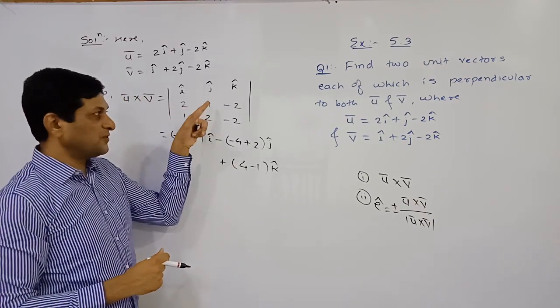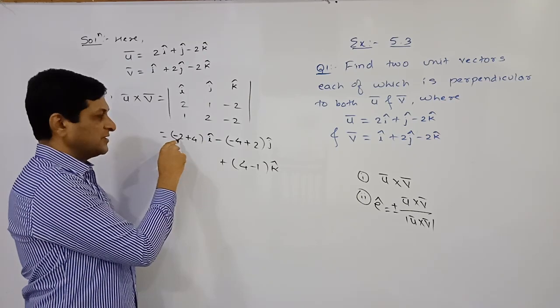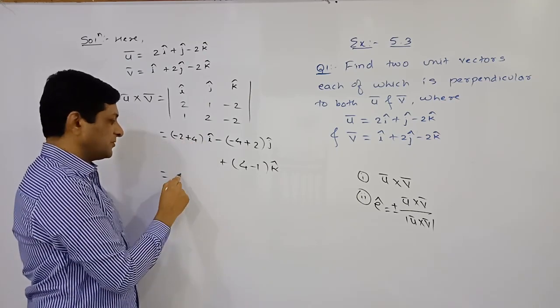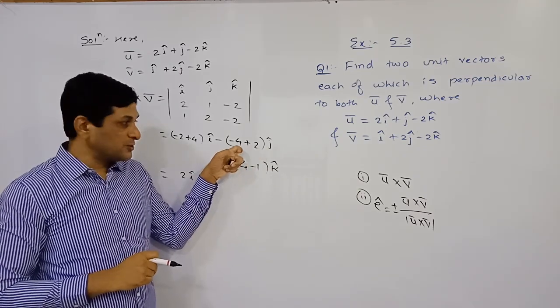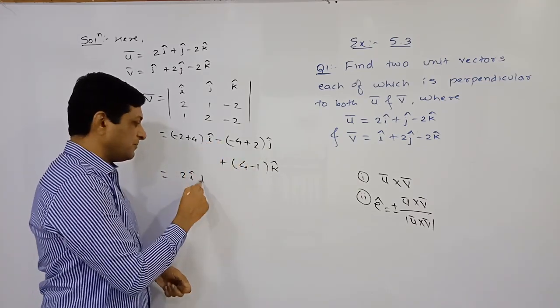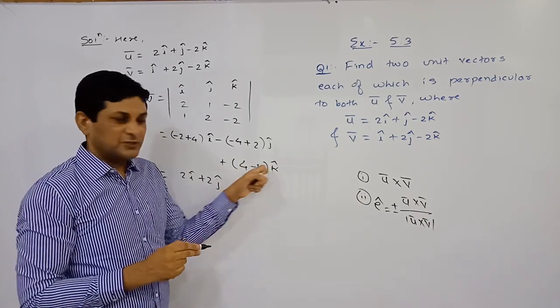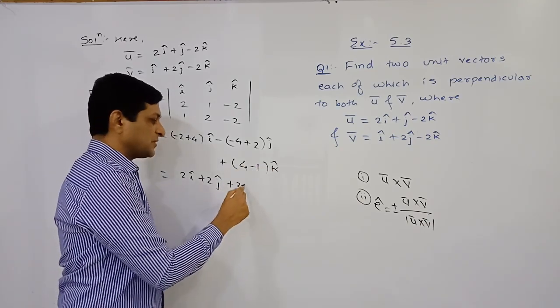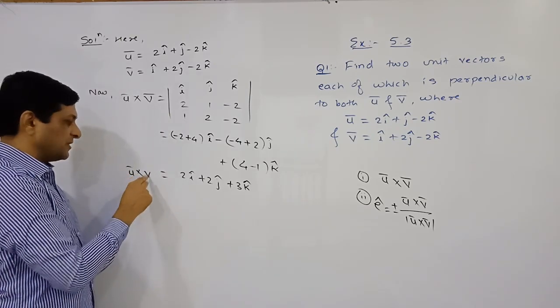So this product is 4 minus, this product is 1. So let us simplify it. Here 4 minus 2 is 2. 2 into i cap is 2i cap. Here minus 4 plus 2 is minus 2. Minus 2 into minus will become plus 2, plus 2j cap. And here 4 minus 1 is 3. 3 into k cap is 3k cap. In this way, we have got the value of u bar cross v bar.